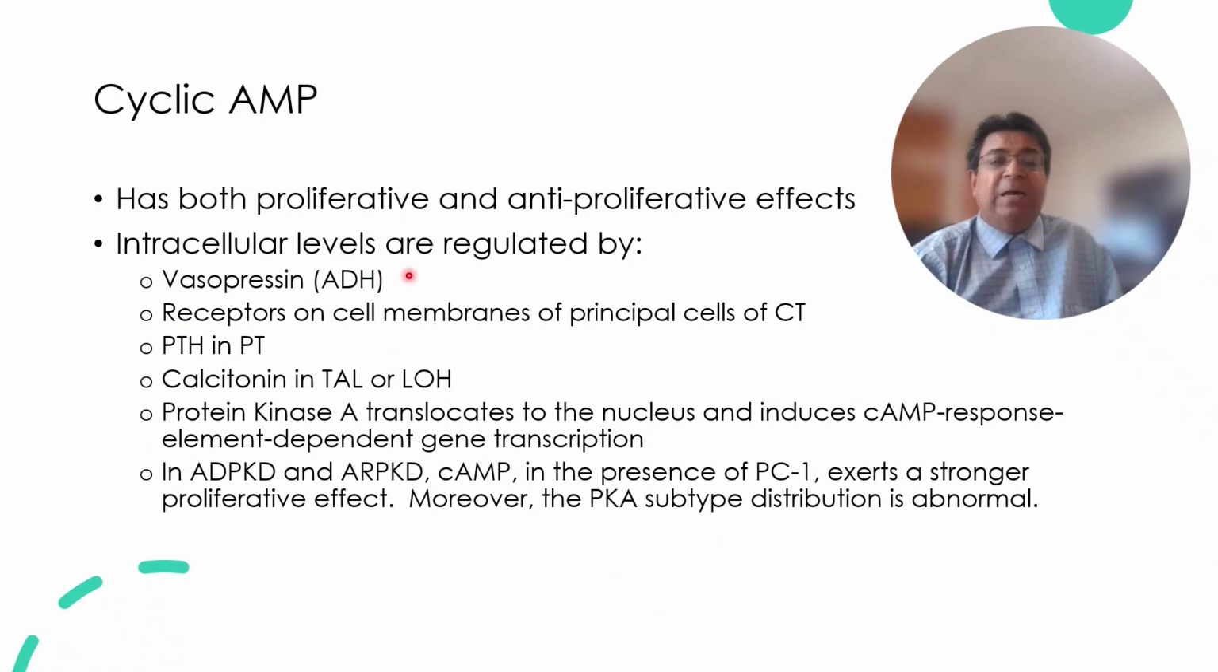Vasopressin, we all know about. That's why tolvaptan is thought to reduce cystic proliferation and replacement of kidney parenchyma by cysts. So cyclic AMP in ADPKD and in ARPKD, in the presence of abnormal polycystin, exerts a stronger proliferative effect. So in ADPKD, we have an abnormal polycystin. Therefore, cyclic AMP has a proliferative effect.